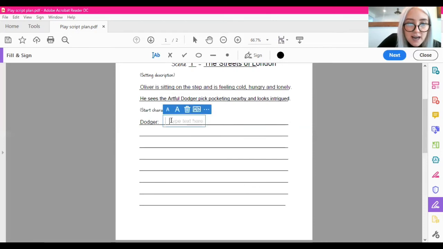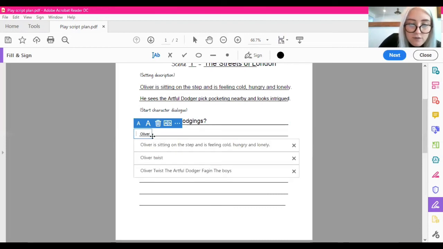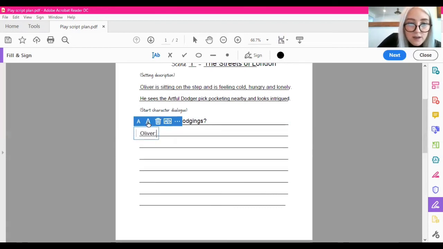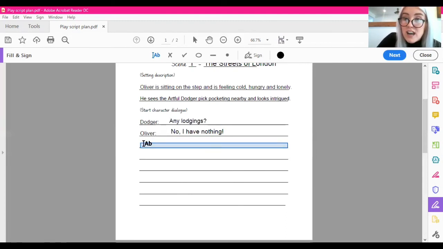Dodger is going to say, any lodgings? And then when a new person starts to talk, you're going to put it on the line underneath. So the next character that's going to talk is obviously going to be Oliver. So I'm going to write Oliver, remembering my colon. And then Oliver is going to say, no, I have nothing. Like this. And then we're going to repeat this process because our characters are having a conversation.